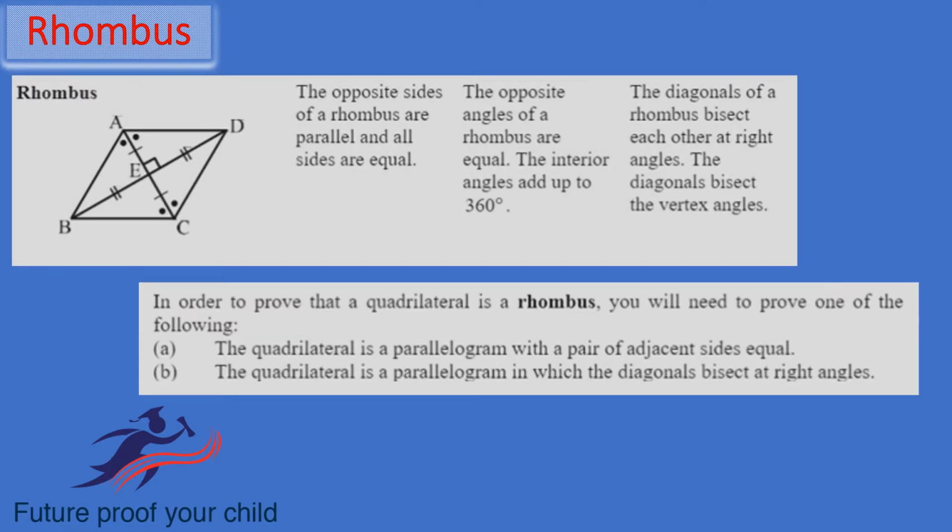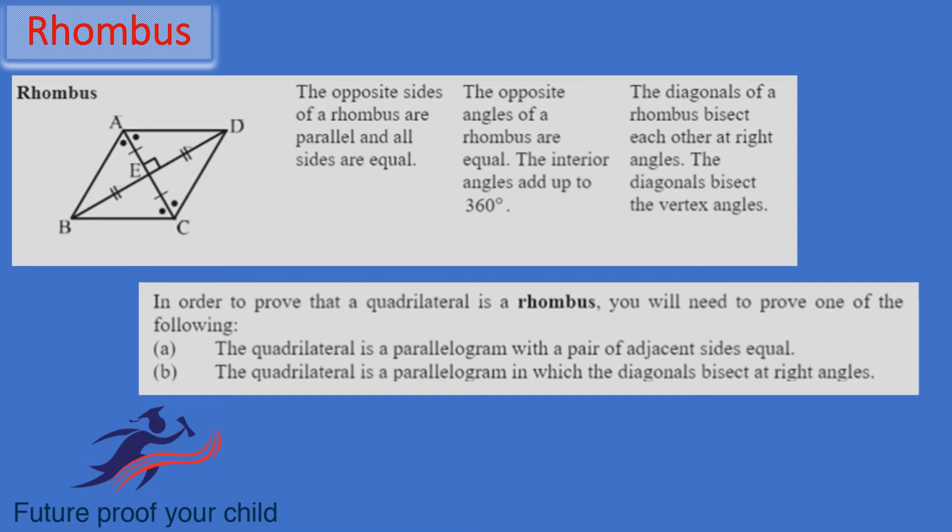Let's take a look at a rhombus. This is a picture of a rhombus. The opposite sides of a rhombus are parallel and all sides are equal. The opposite angles of a rhombus are equal. The interior angles add up to 360 degrees. The diagonals of a rhombus bisect each other at right angles. So important: the diagonals bisect the vertex angles.